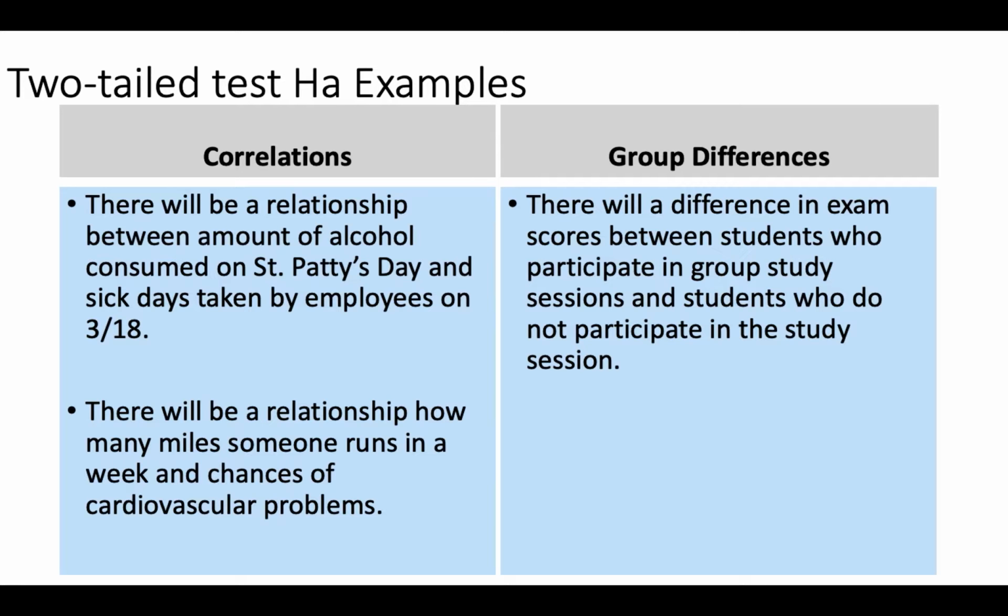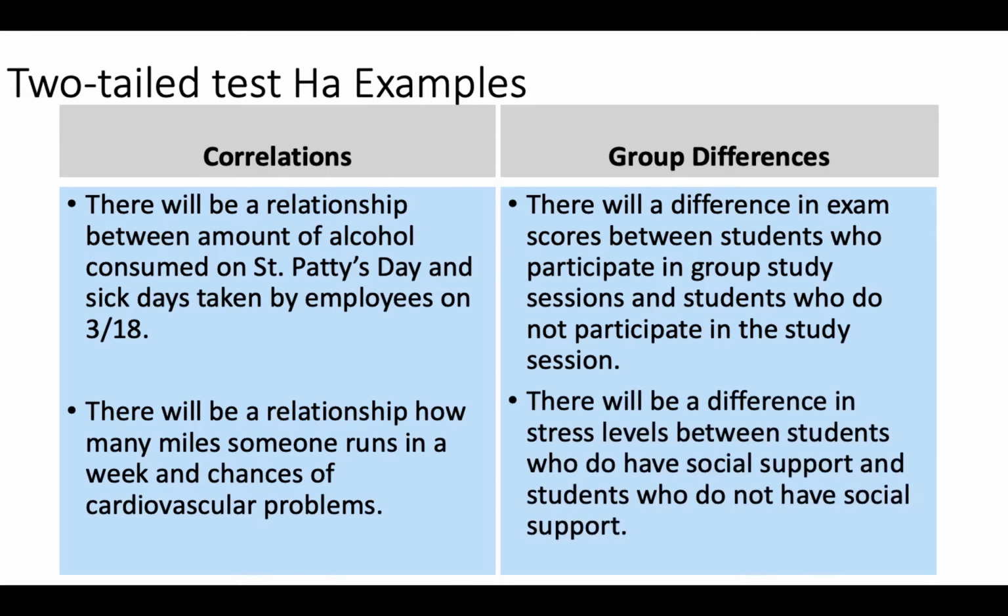For our group differences, there will be a difference in exam scores between students who participate in group study sessions and students who do not participate in the study session. Or there will be a difference in stress levels between students who do have social support and students who do not have social support. So again here, we're expecting differences between our two groups, but we don't really know what those differences are going to look like. We're not predicting that someone will do better or worse, faster or slower, anything like that. Here we're simply just saying we think a difference will exist.